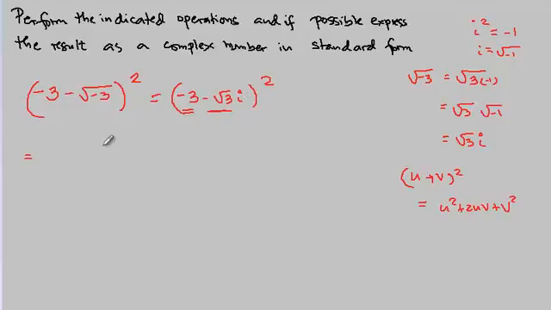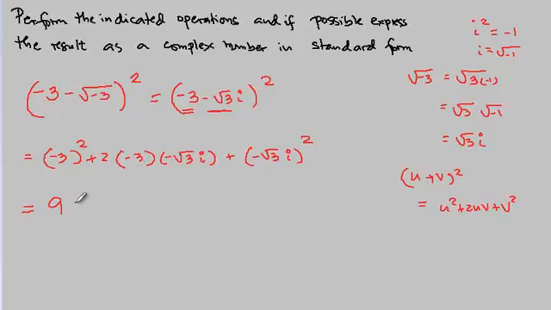And then, what is u squared? Well, that's negative 3 squared. What is 2uv? 2, what is u? Negative 3. What is v? Negative square root of 3 i. And what is v squared? Well, v squared is negative square root of 3 i, squared. Okay? And then, negative 3 squared, that's 9. This one, 2 times negative 3, that's negative 6, times negative square root of 3. That will simply become positive 6 square root of 3.